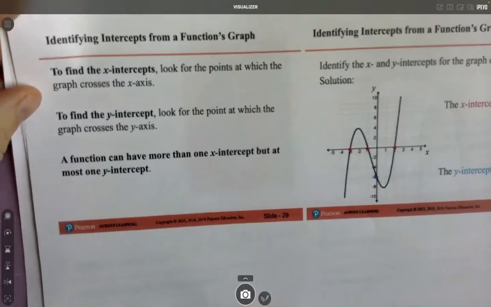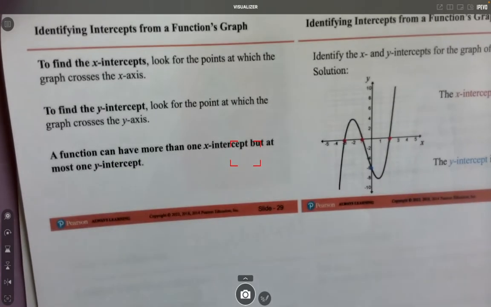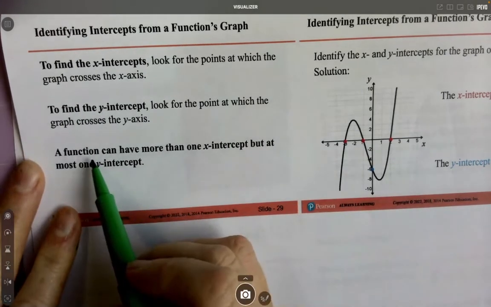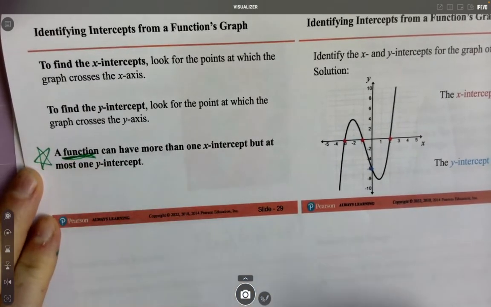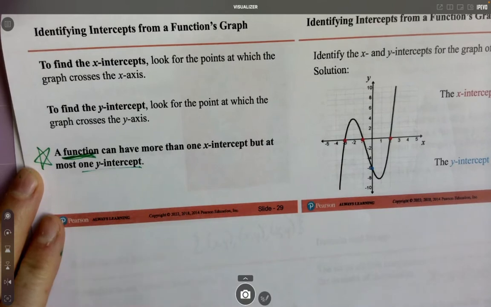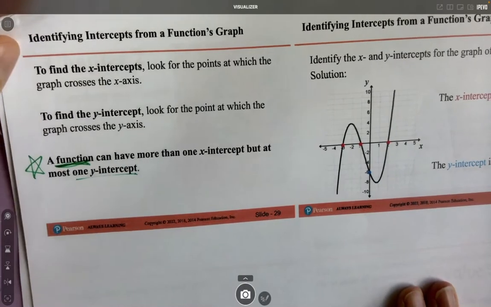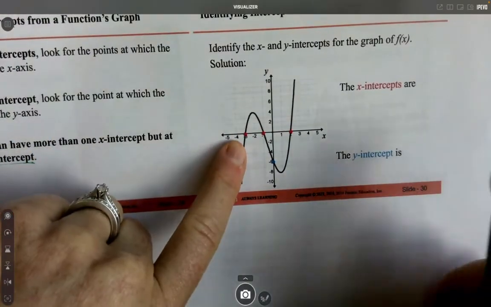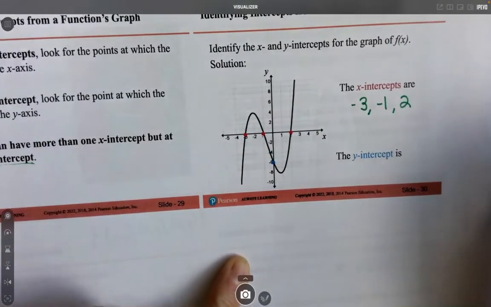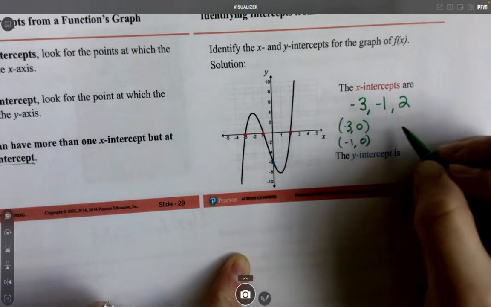All right, last thing is intercepts. The x-intercept, you're going to look at the point at which the graph crosses the x-axis. The y-intercept, look at the point where the graph crosses the y-axis. A function, so remember what a function is, x's can't repeat, can have more than one x-intercept, but at most one y-intercept. If it's a function, it can only have one y-intercept. So the x-intercepts are, in this case, negative 3, negative 1, and 2. So we could write those as coordinates, negative 3, 0, negative 1, 0, and 2, 0.